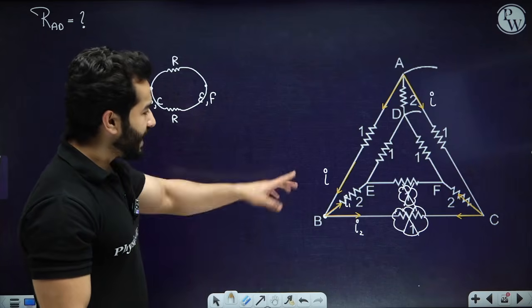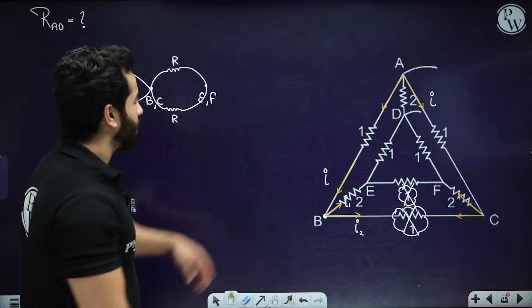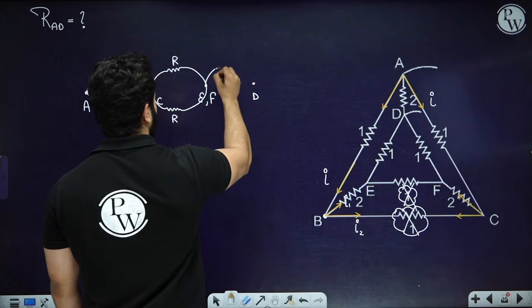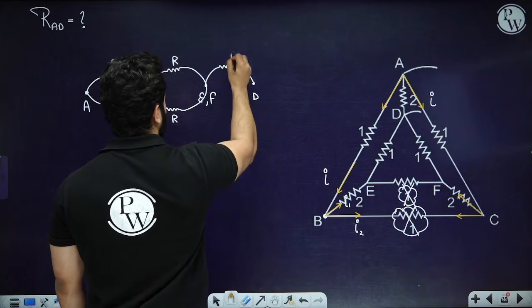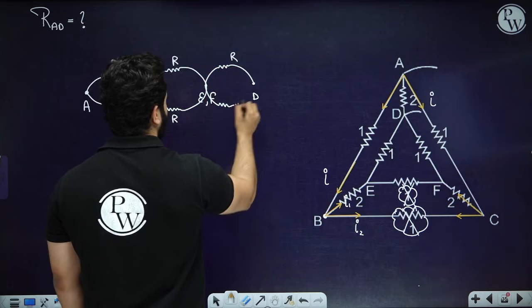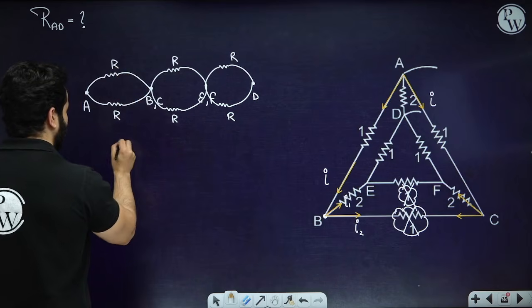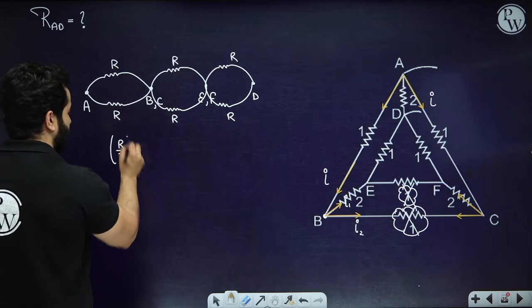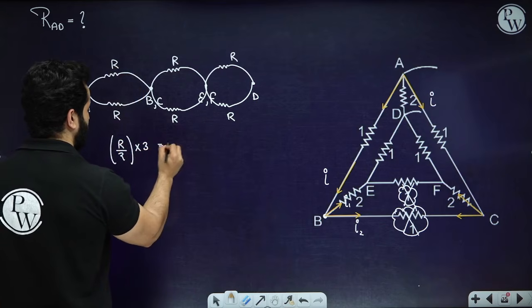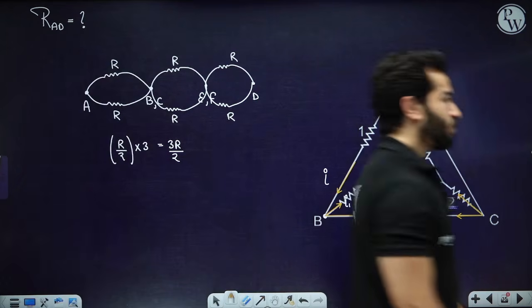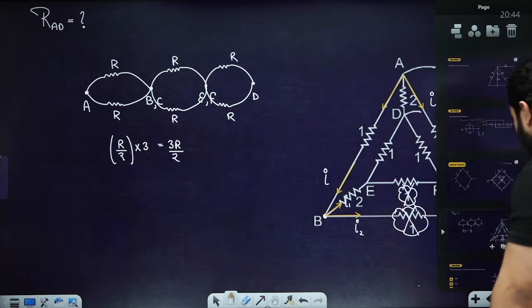Now from E and F, we have got another point at D. So last point at D, so that will be again R and again R. Now you can easily find it out. All of these resistances are in parallel, so that will be R by 2 times 3. So that will be 3R by 2. So 3R by 2 is going to be the answer. Alright, so that's how you can do problems like this.